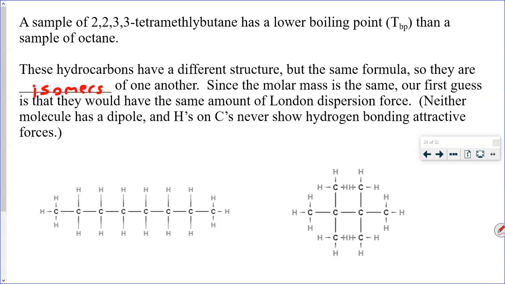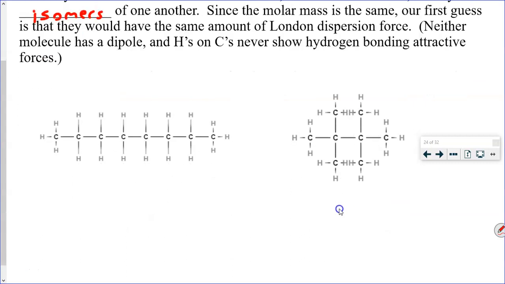Since the molar mass is the exact same, our first guess is that they would have the exact same amount of London dispersion force. In other words, neither molecule has a dipole. Both of these are nonpolar. The molar mass is the same. So in theory, we would expect that they're the exact same boiling point. But that's not what we see. The data actually shows us that the octane has a higher boiling point than the 2,2,3,3-tetramethylbutane. So how can that be?